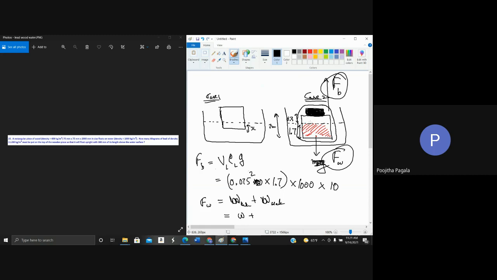సో టోటల్ వాల్యూమ్ ఆఫ్ ద బ్లాక్ ఎంత? Total volume of the block is 0.075 square into 2. ఇది వెరీ ఇంపార్టెంట్ పాయింట్. వెయిట్ కన్సిడర్ చేసేటప్పుడు you are taking the total volume, whereas buoyant force calculate చేసేటప్పుడు you only take the submerged volume. So 0.075 square into 2 into g. ఈ రెండు ఈక్వేట్ చేస్తే you can calculate W. Is this clear?